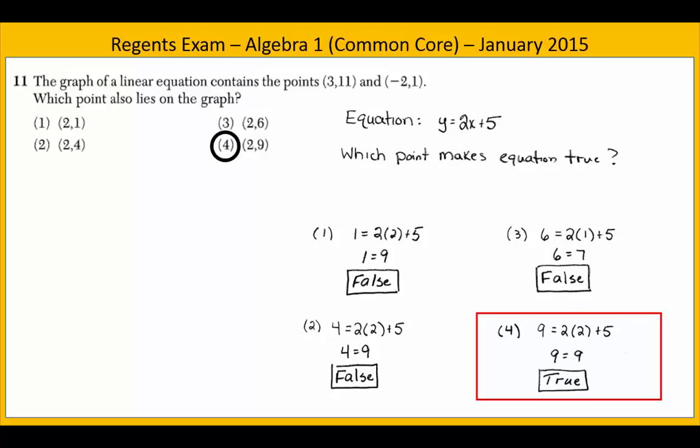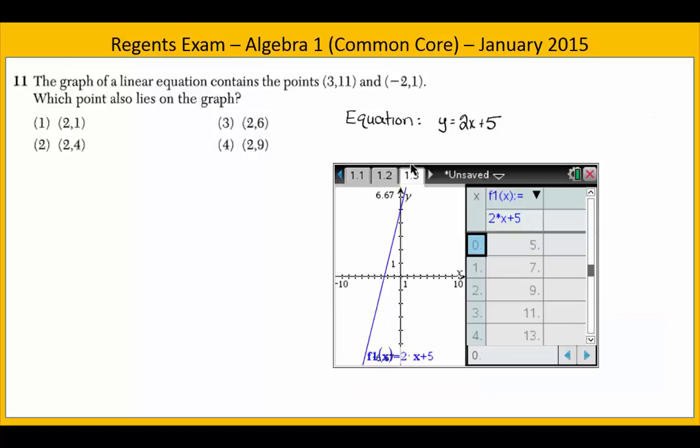One other option you do have is you could take the equation y equals 2x plus 5, put it into your graphing calculator, and look in the table of values. Look where x is 2 and see what the corresponding y value is. (2, 9). Therefore, choice 4, (2, 9), is the point that's also on the graph.